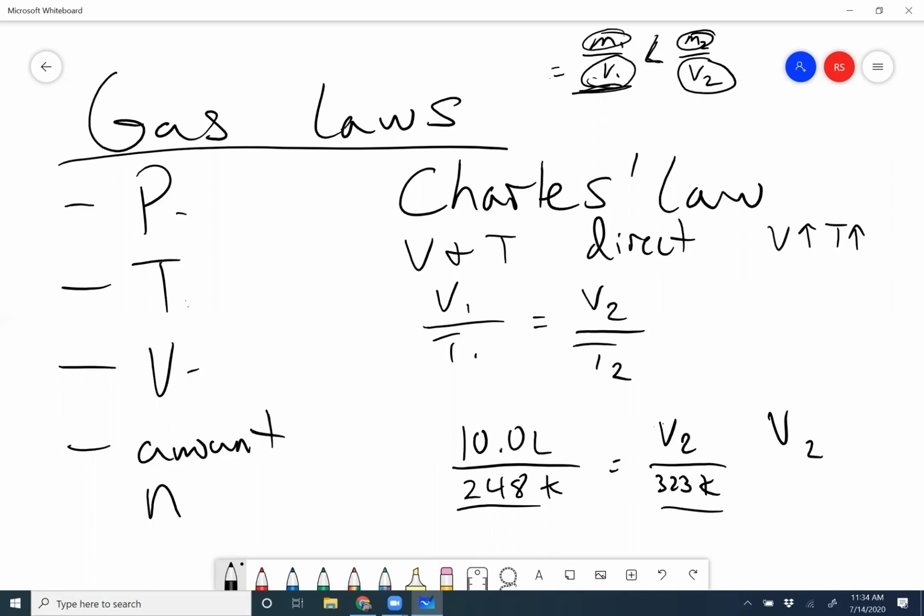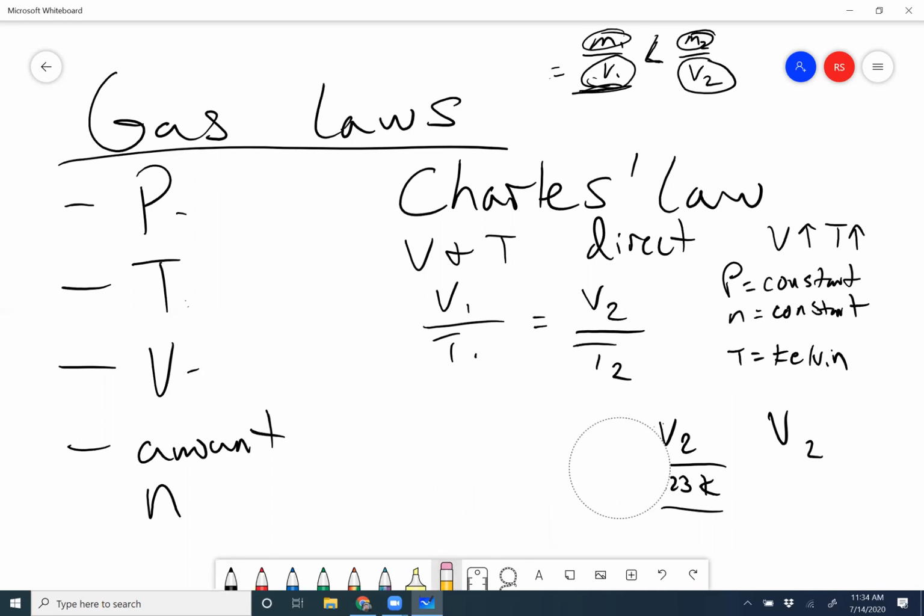So when we're talking about Charles's law, it is a direct relationship between volume and temperature, meaning they both go up and they both go down at the same time, and we have to use Kelvin. Pressure is constant, so we don't let the pressure change. The amount of gas is constant, so we don't let the amount change. And temperature has to be in Kelvin. Otherwise, the ratio doesn't work. So I call that the hot air balloon law. You can also call it Charles's law.